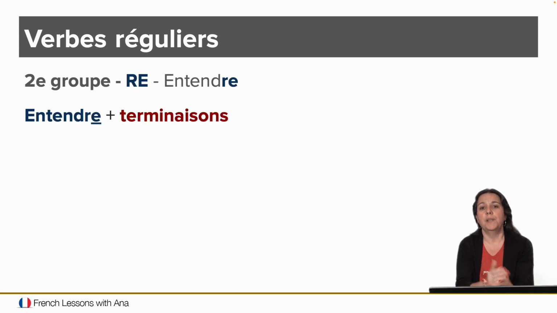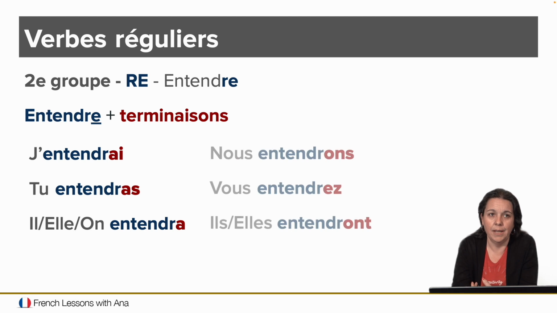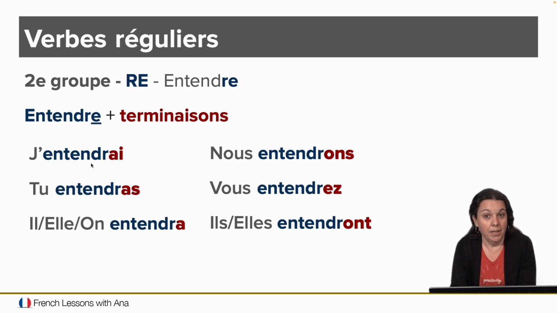Then we look at the second group. And the second group is our lovely RE. And remember, that E being silent, we don't need it. So we get rid of it. That's why it's underlined over here. So let's look at a verb such as entendre. That means to hear, okay? So entendre is going to look like this. J'entendrai, okay? So I dropped that E because, again, there's a vowel here. So j'entendrai, I will hear.